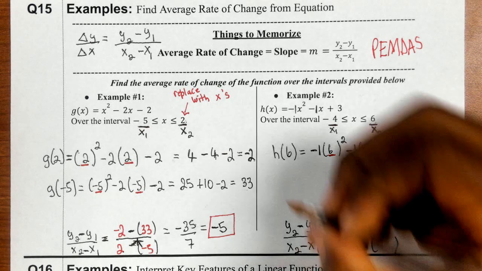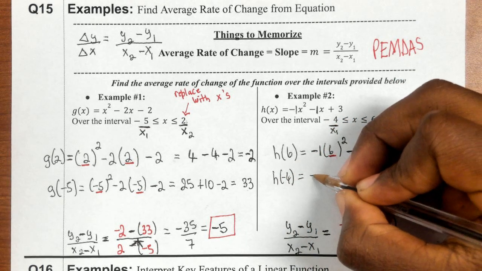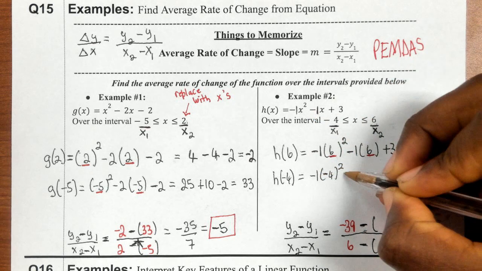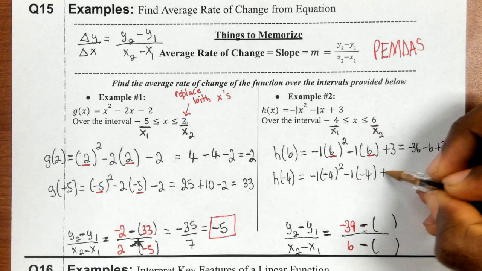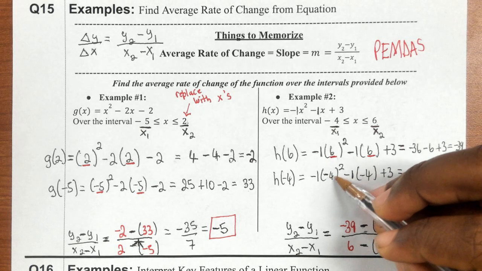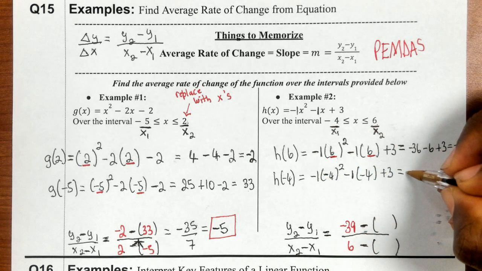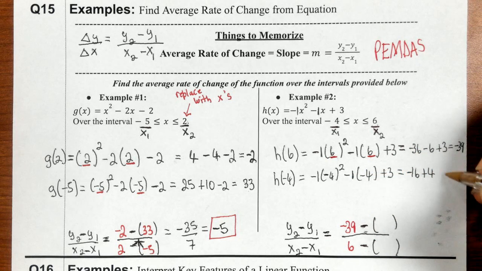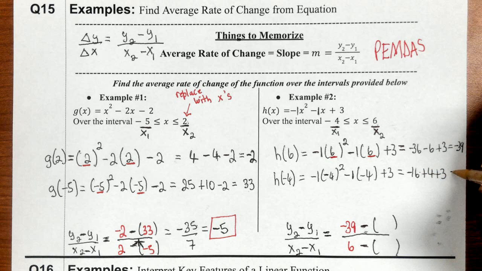Okay? So now let's find h of negative 4. I'll write negative 1, replace x with parentheses negative 4 squared, and I write negative 1. I see an x, I write parentheses negative 4, then I see a plus 3. So I'm going to do the squared first. Negative 4 squared is positive 16. 16 times negative 1 is negative 16. Negative 1 times negative 4 is positive 4. And the 3, I bring it down. Negative 16 plus 4 gives me negative 12. Negative 12 plus 3 is negative 9.